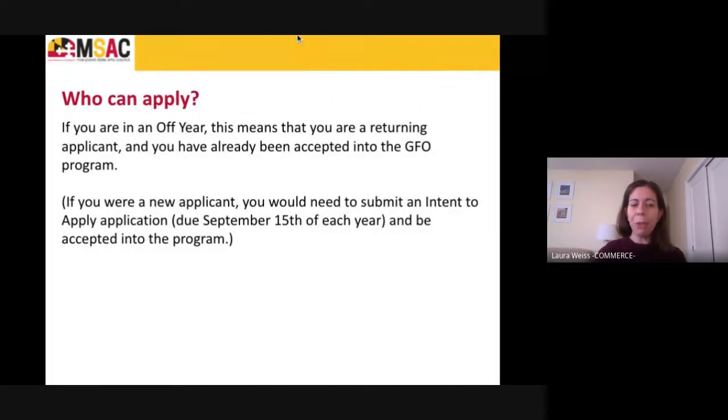So, like we said, if you're here today, you are in an off year. That means that you are a returning applicant. You have gone through the on year process in one way or another, and you are a part of the program. So you are a returning applicant that's been accepted into the GFO program. If you were a new applicant, you would have needed to submit an intent to apply application back in September and go through that process. None of you need to do that if you are in an off year, but that's just an FYI, so you know the process, or you could possibly pass that along to other organizations.